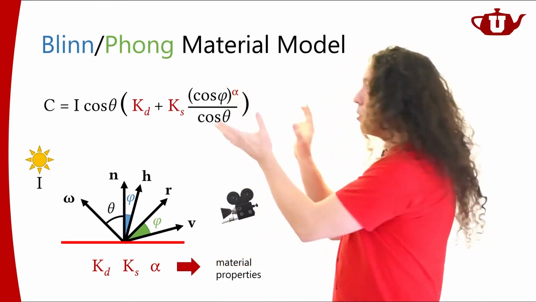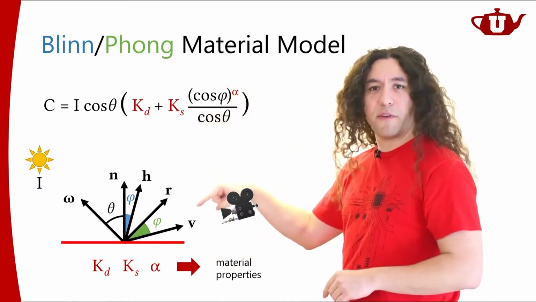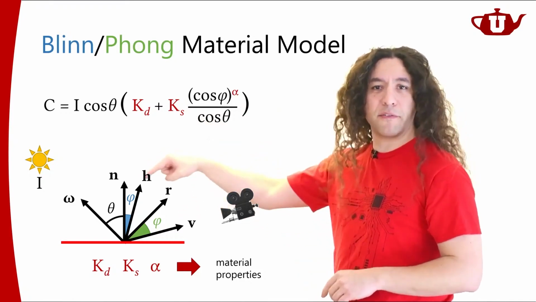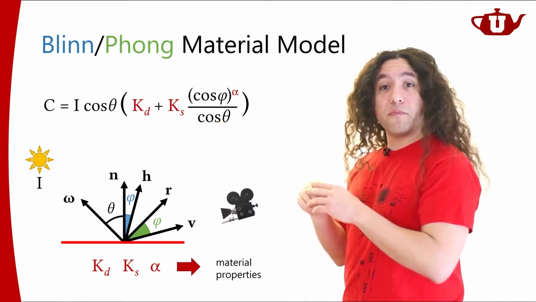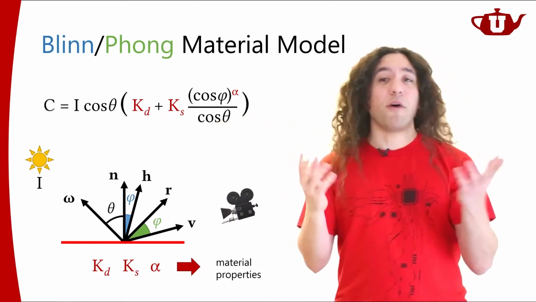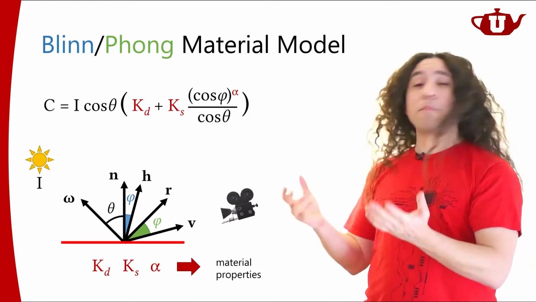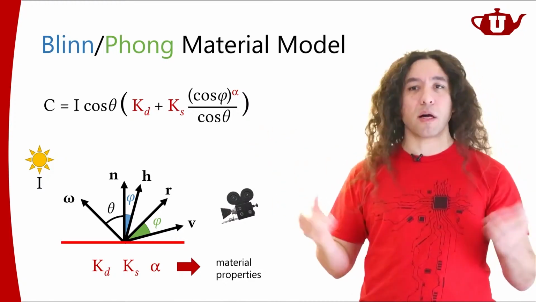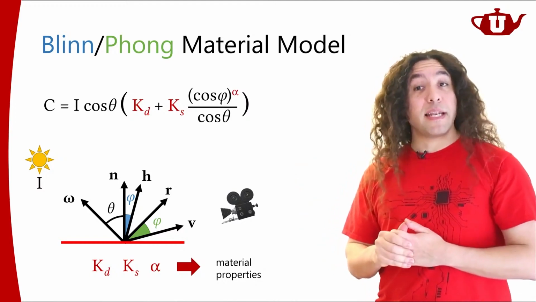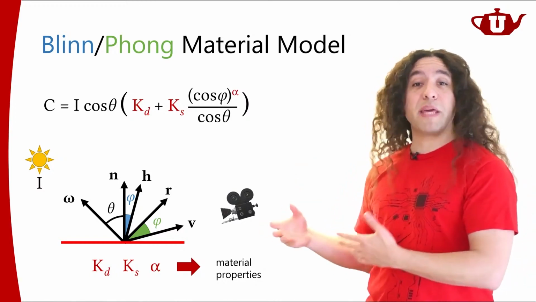Both Blinn and Phong are using the same formulation, but they're defining this angle differently. So they are actually two different material models. In general, though, Blinn and Phong are just examples of some simple material models. There are various material models representing different types of material behavior.